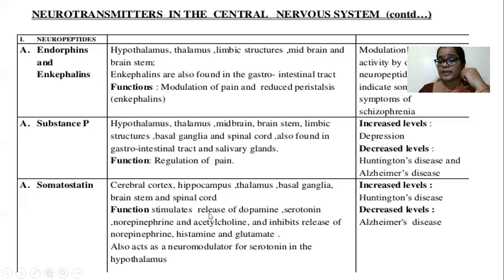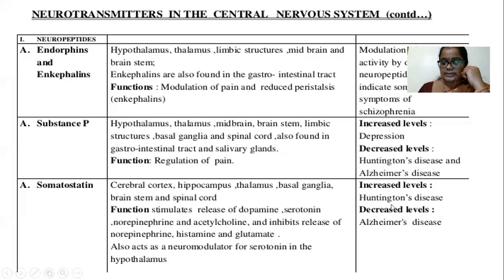Somatostatin stimulates the release of dopamine, serotonin, norepinephrine, and acetylcholine, and inhibits the release of histamine and glutamate. It also acts as a neuromodulator for serotonin in the hypothalamus. If the levels increase, the person may be affected with Huntington's disease. If it decreases, it means Alzheimer's.